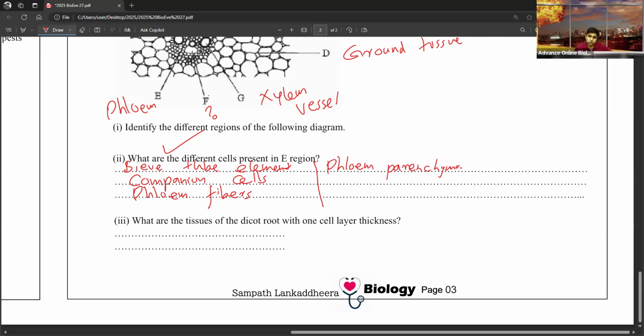What are the tissues of the dicot root with one cell layer thickness? Dicot root, one is epidermis. What is the other one, people? Endodermis. Epidermis and endodermis. Right, we are moving into the next page.